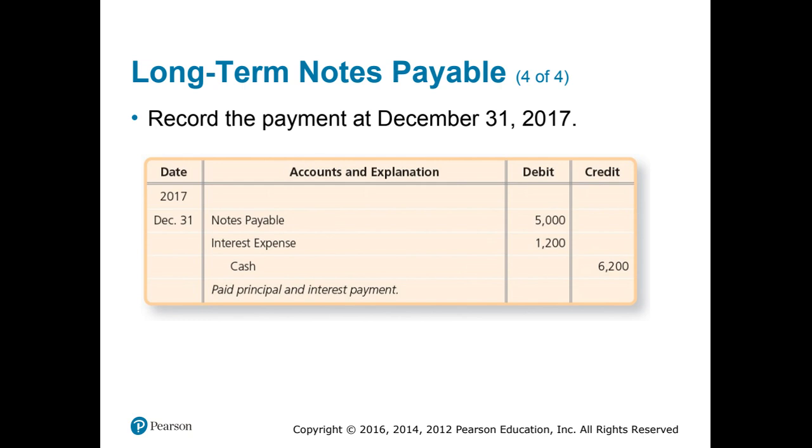And so for the journal entry for this, we would show a debit to notes payable, a debit to interest expense, and a credit to cash. And they paid principal and interest payment.